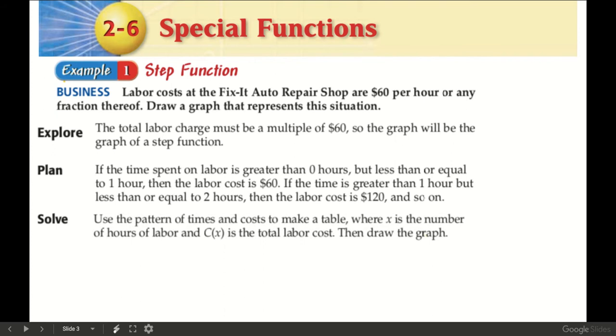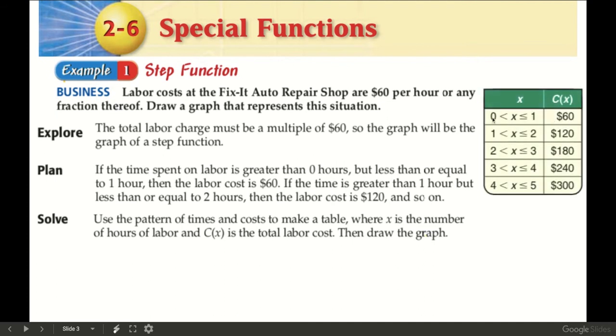So we're going to use the pattern of time and cost to make a table, right? Where x is the number of hours of labor and C of x is the total cost of that labor. So here's the table here. Anything greater than 0 and less than or equal to 1 hour is going to be $60. Anything that is more than 1 hour and less than or equal to 2 hours is $120. Anything that is greater than 2 but less than or equal to 3 is $180. And again, you can notice it's just going up by $60. And again, any x value between these two will make this cost.